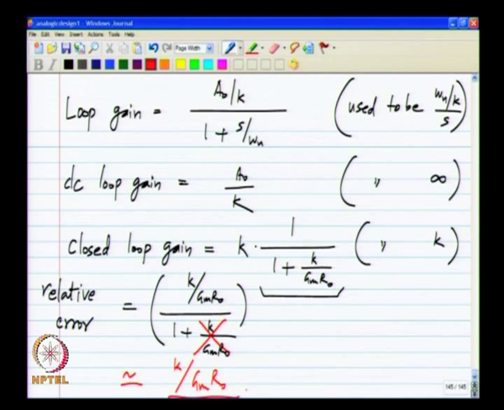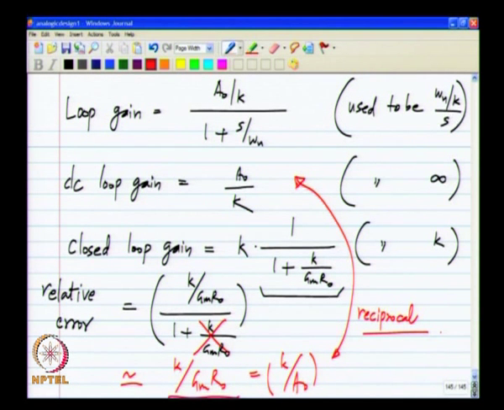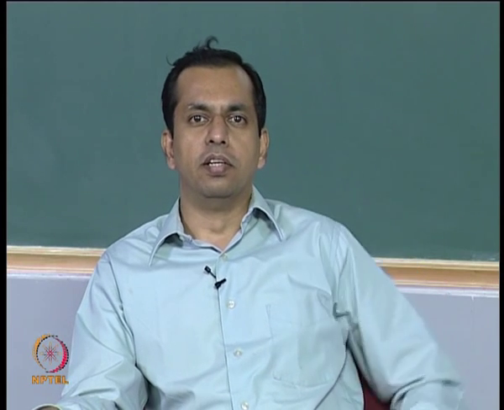GM R naught. So, that is the relative error, and as you see, this is K by A naught, K by the DC gain of the op amp, and this is nothing but the reciprocal of DC loop gain. And again, this is not a coincidence, please think about how this happened. Originally the DC loop gain was infinity. So, the relative error was 0. Now, the DC loop gain is A naught by k, the relative error is k by A naught.